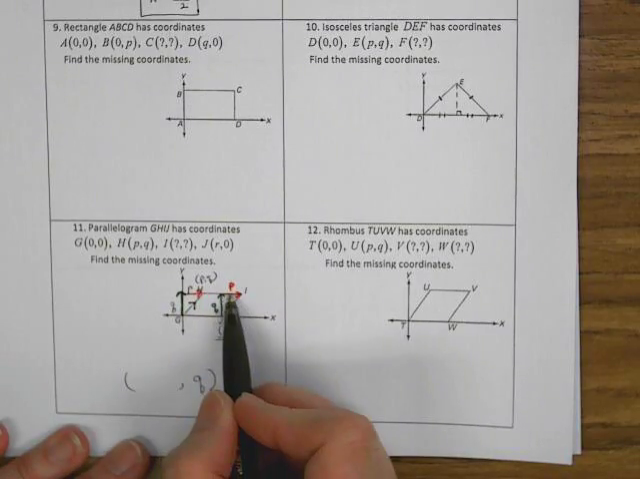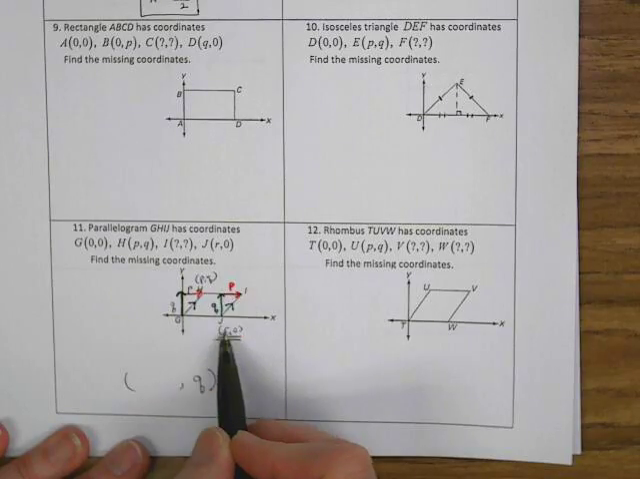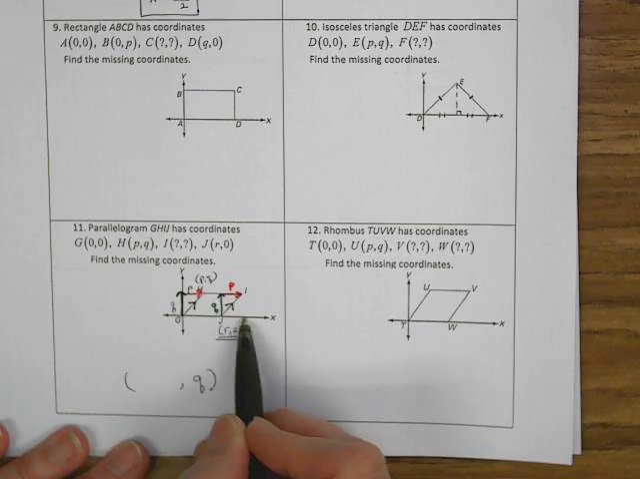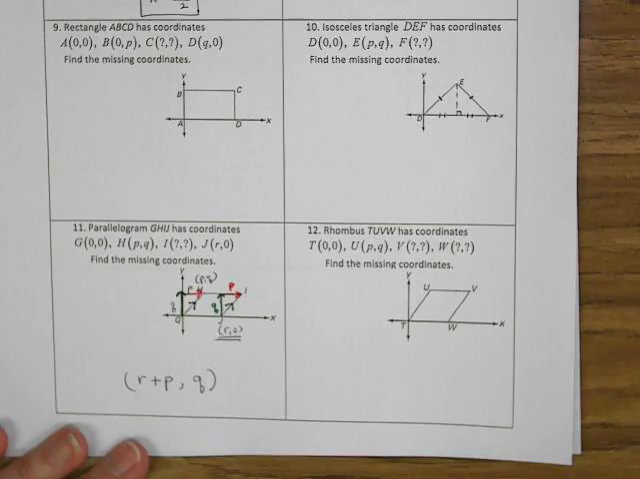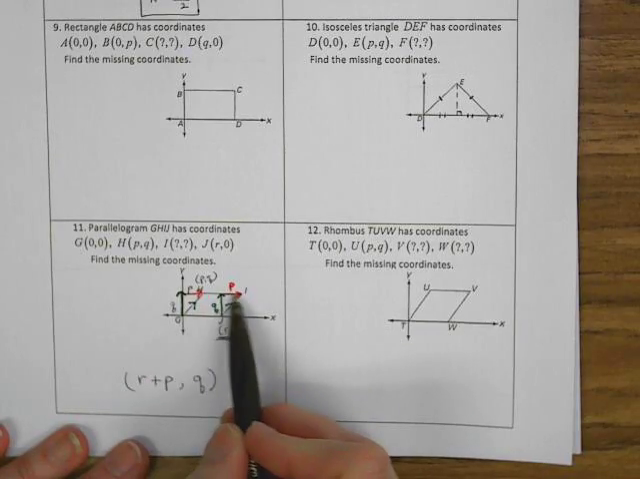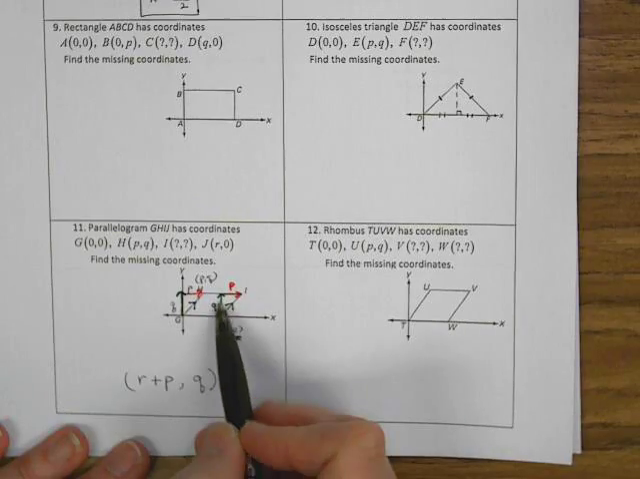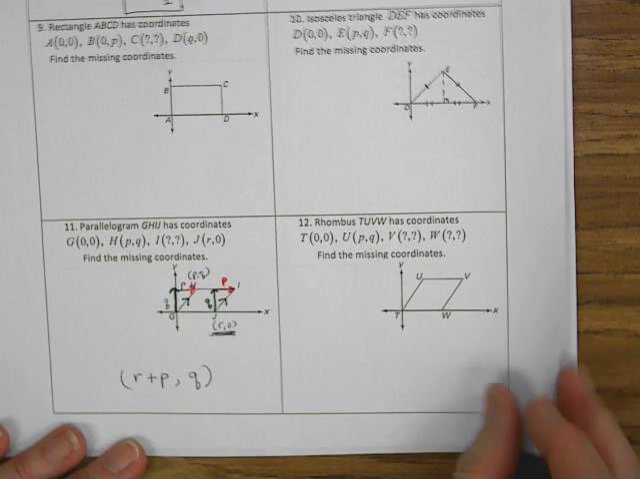I'm running P, but I'm not running from 0. I'm running from the x coordinate here, which is R. So if I'm at R and I move over P, I would be at R plus P. So it's all about knowing where you start and then what values you have to add on. This is the x direction, so I'm adding to x. This is the y direction, so I'm adding that to y.